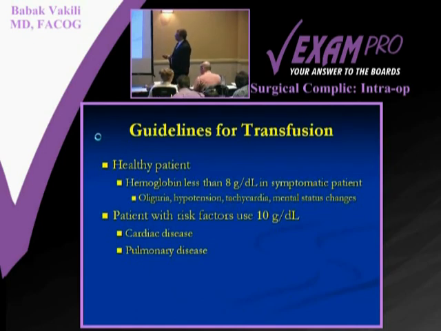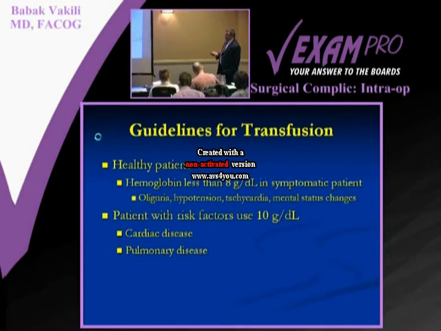Guidelines for transfusion. Generally, a healthy patient, you don't transfuse them unless their hemoglobin is less than 8 and they're symptomatic. Okay? If they're less than 8 and they're not symptomatic, you do not have to transfuse them if they're a healthy patient. All right? Symptoms: oliguria, hypotension, tachycardia, mental status changes, obviously your symptoms. All right? But as a general rule of thumb, they can tolerate lower levels. You know, we've seen people in the 5s and 6s who just live with it.